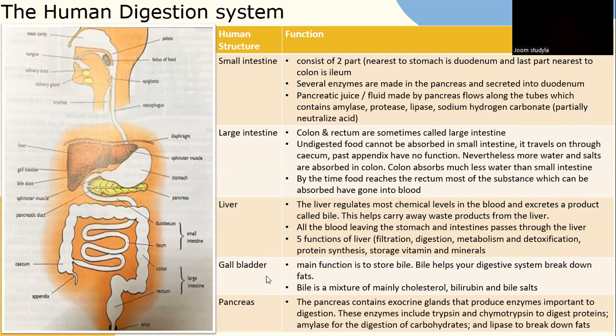Gallbladder: the main function is to store bile. Bile helps your digestive system break down fats. Bile is a mixture of mainly cholesterol, bilirubin, and bile salts. And the pancreas contains exocrine glands that produce enzymes important to digestion. These enzymes include trypsin and chymotrypsin to digest protein, amylase for the digestion of carbohydrate, and lipase to break down fat.